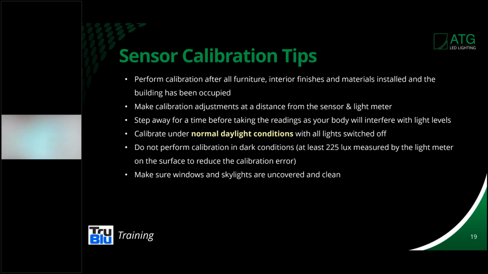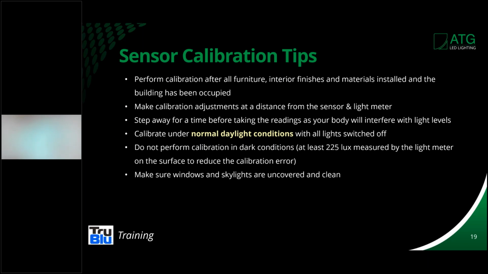The calibration adjustments should be made at a distance from the sensor and the light meter. You know, step away because your body will interfere with the readings of the light meter. You should calibrate under normal daylight conditions. Make sure all the lights are switched off so you're really just getting what's coming in from the sun. Do not perform the calibration in the dark. This needs to be done during the day.